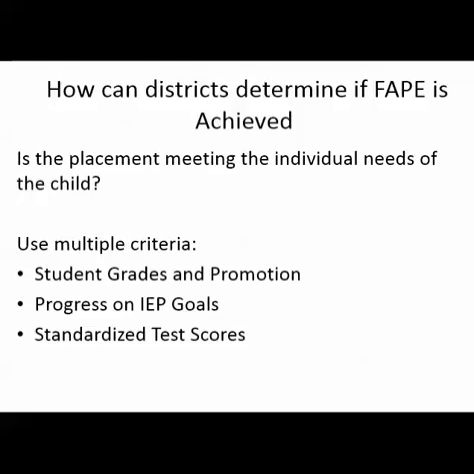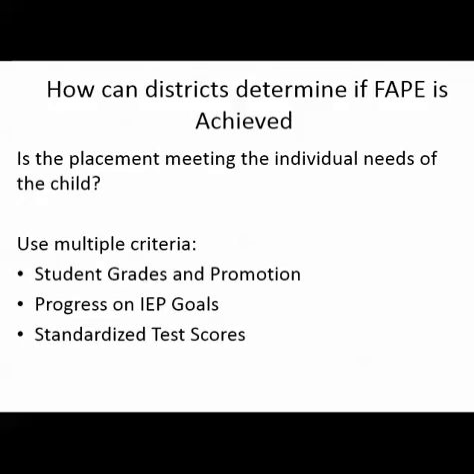Remember, we're going back to that two-part test. So they'd have to look, were the procedures followed, and then did the student make educational benefit? So hopefully if the school district has this data in place, they'll be able to answer that second question a little better. It's important to collect data from the different sources to help determine placement and review whether the student's making progress. So if we're looking at student grades and promotion, grades are commonly used by IEP teams to determine if a child is making reasonable progress in school.